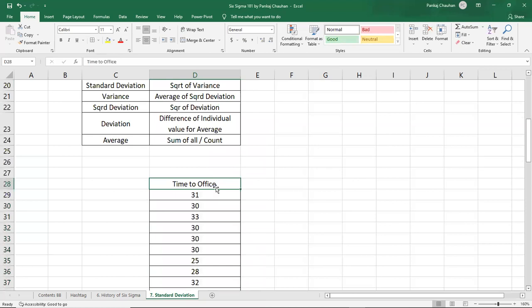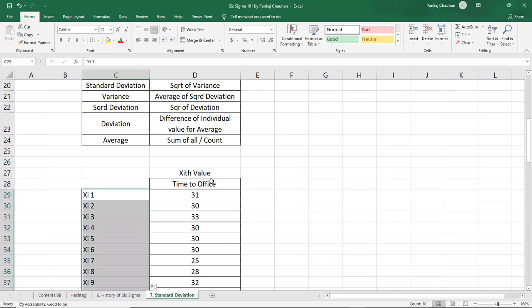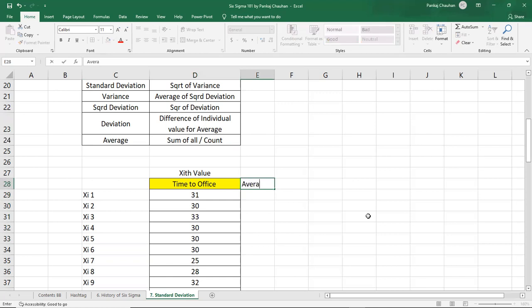This is the first value, which is your individual value. This is represented by the xi-th value. For example, this is your xi1, this is your xi2, xi3, and so on. You have these values collected for the last 30 days. This is the individual value, represented as the xi-th value. Now the next thing, I need to find the average of this, because I can get the deviation only when I see the difference of the individual value from the average value. So here I will write average.